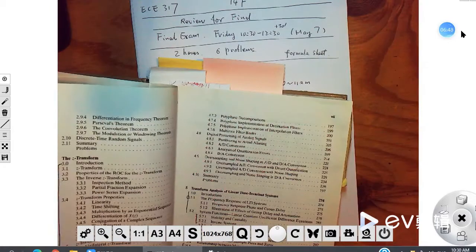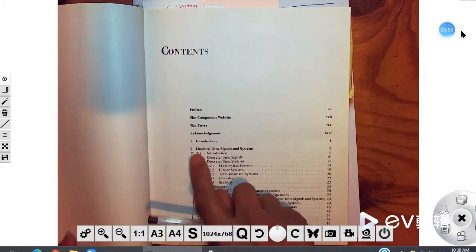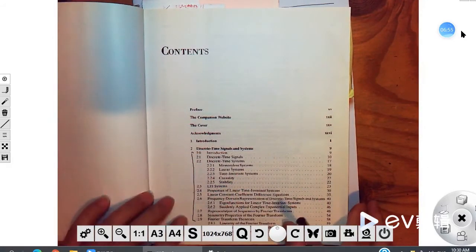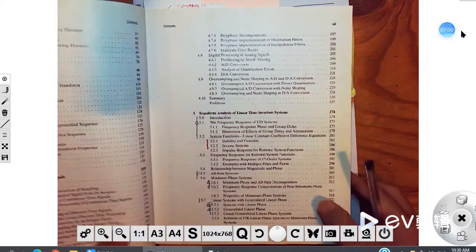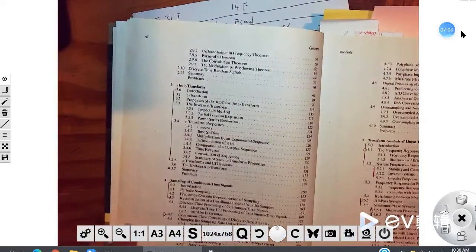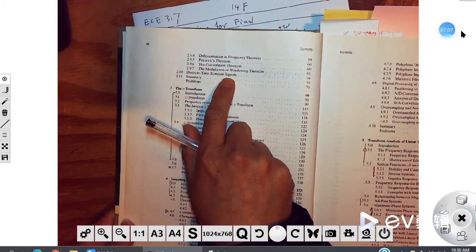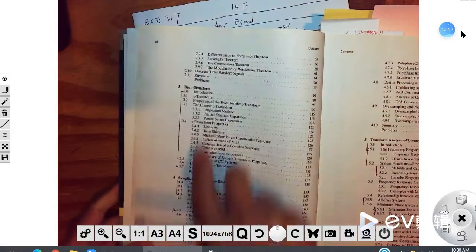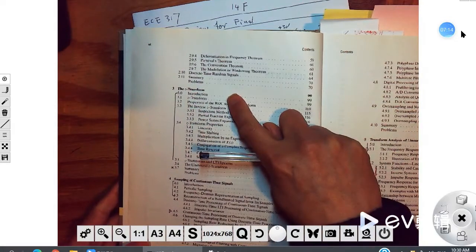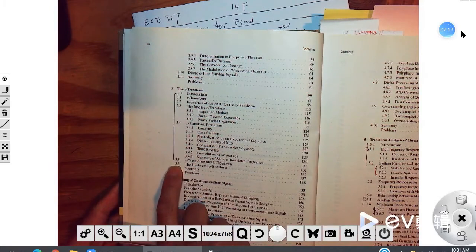Okay, check the key. We have chapter 2, sections 0 to 9, but not the lesser sections. The last section is about discrete-time random signals. Is that covered in the final? No, it's not covered in the final. So the first 9 sections. This is chapter 2. Chapter 3, we covered almost everything except the last section, 3.9.